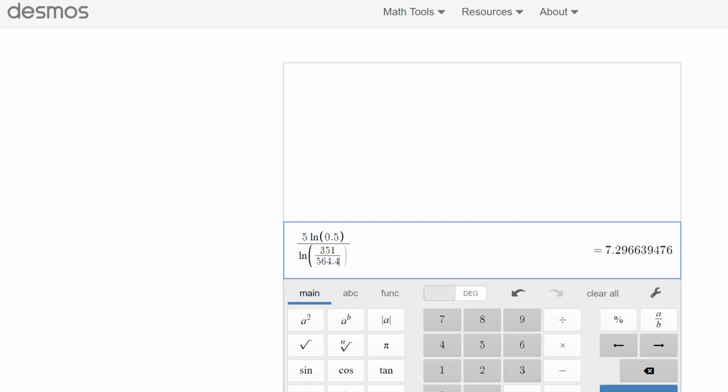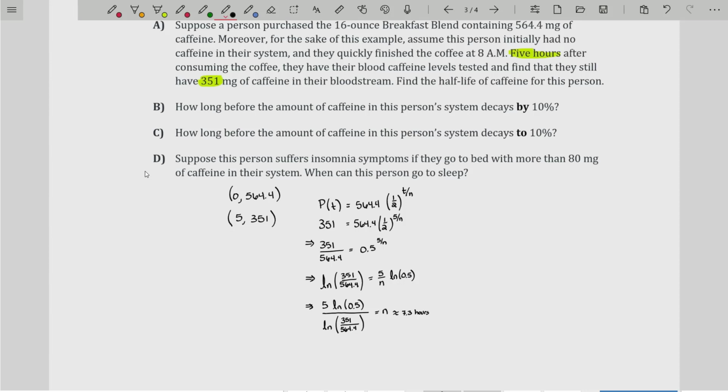And there you have it. I just hopped over to Desmos here to approximate the value. 7.3 is what I'm going to write that as. So this person has a half-life, or for them, caffeine has a half-life in their system of 7.3 hours. Every 7.3 hours, whatever they had initially decays to half of what it initially was.